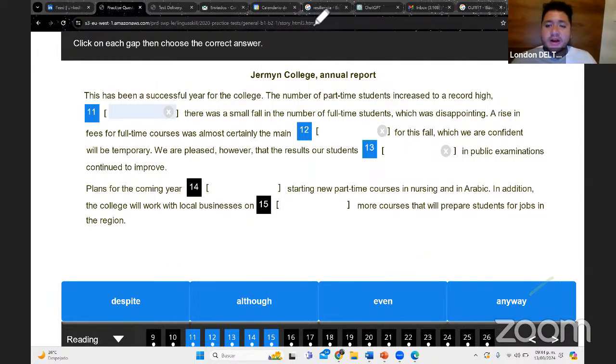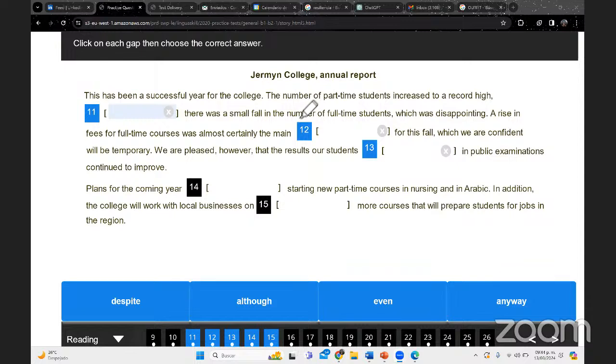Okay, so can I have, vamos a leer leyendo. Fer, can you please read from this to disappointing? This has been a successful year for the college. The number of part-time students increased to a record high. There was a small fall in the number of the full-time students, which was disappointing. Okay, very well. So let's read 11.